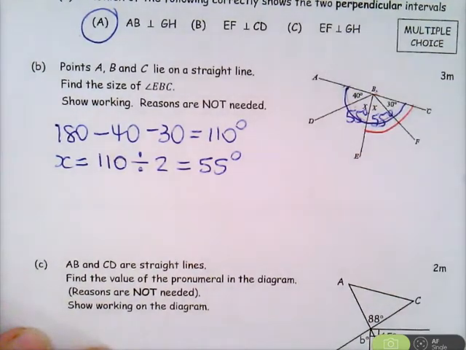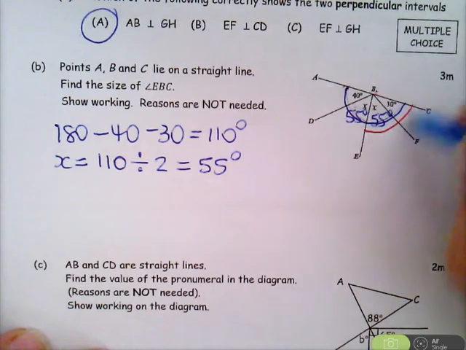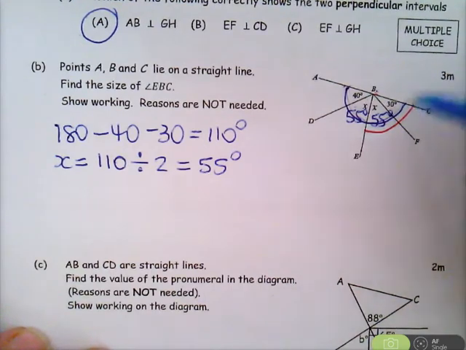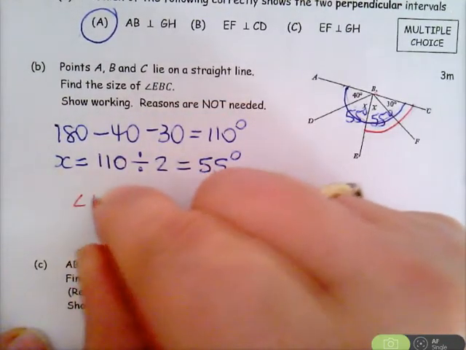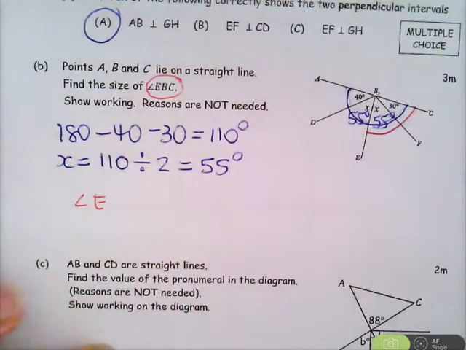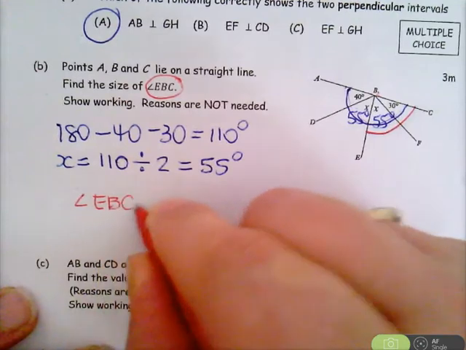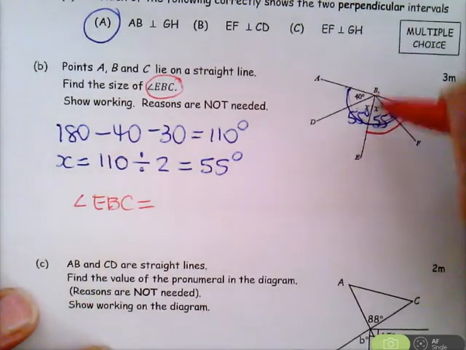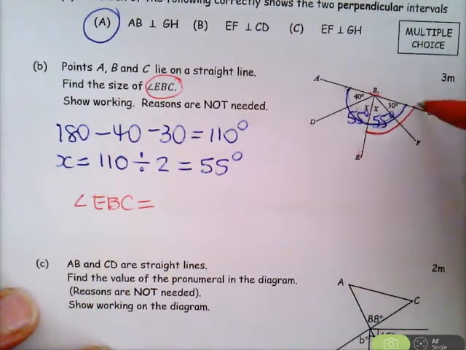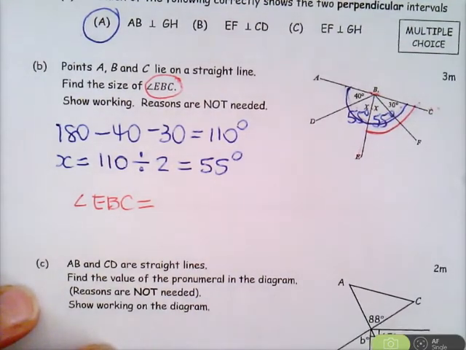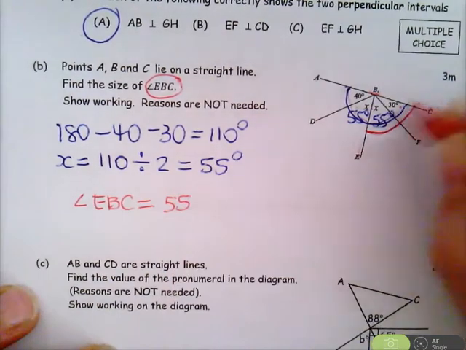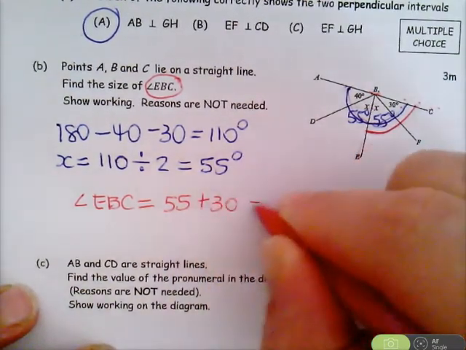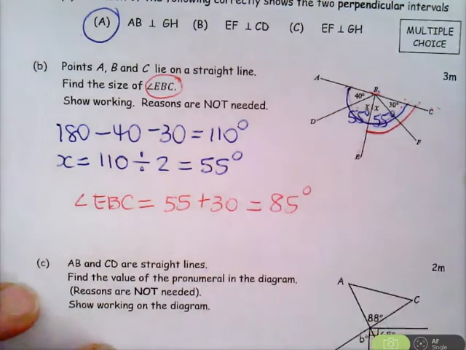It's also 55. So the angle I need is in red, and the angle that I need is called angle EBC. Because it's asking you to find the size of angle EBC. So it's that big angle there. So it's made up of the x and the 30. So we know that x is 55. So angle EBC is the 55 there plus the 30 there, which is 85 degrees.